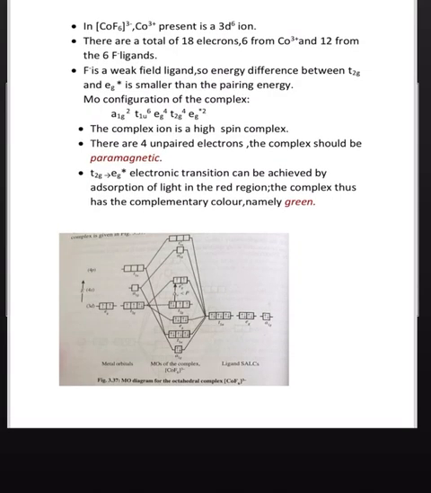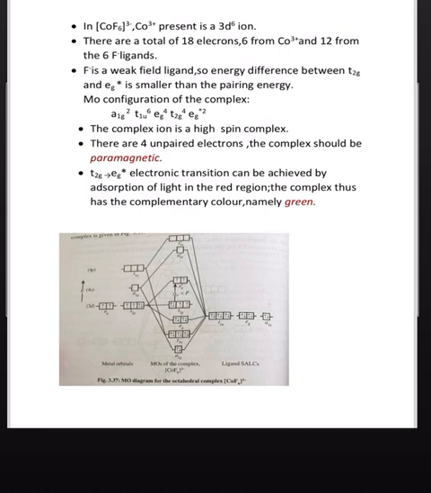Next, [CoF6]3-. In [CoF6]3-, Co3+ present is a 3d6 ion. There are a total of 18 electrons, 6 from Co3+ and 12 from the 6 F- ligands. F- is a weak field ligand, so the energy difference between t2g and eg* is smaller than the pairing energy.